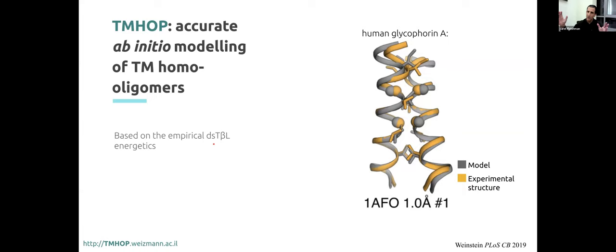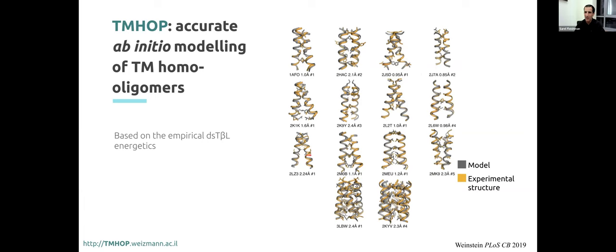And you can see here for glycophorin A, we get a very accurate structure, but I think any predictor does very well on glycophorin A. It's not very surprising. So we turn to a benchmark of various transmembrane domains, and it still does quite well, including in high order oligomeric structures. This, again, made us quite happy with the energetics and with this protocol for ab initio structure prediction. And this is available online if you wish to use it.